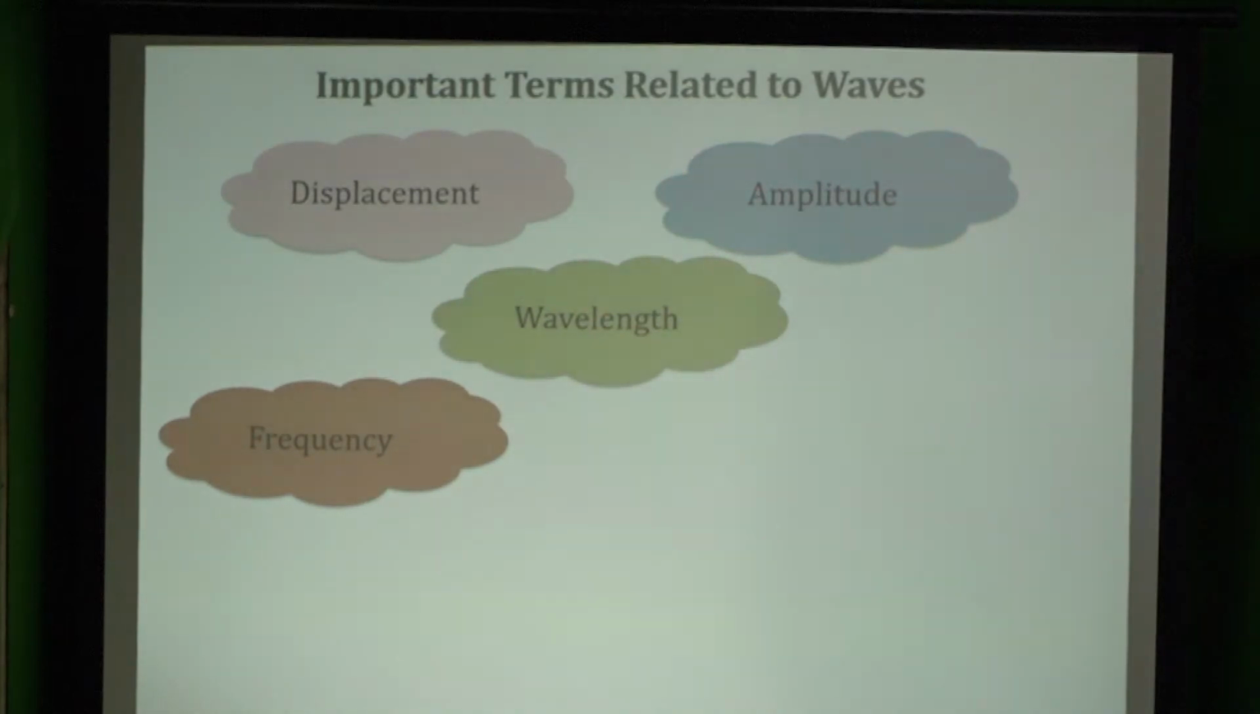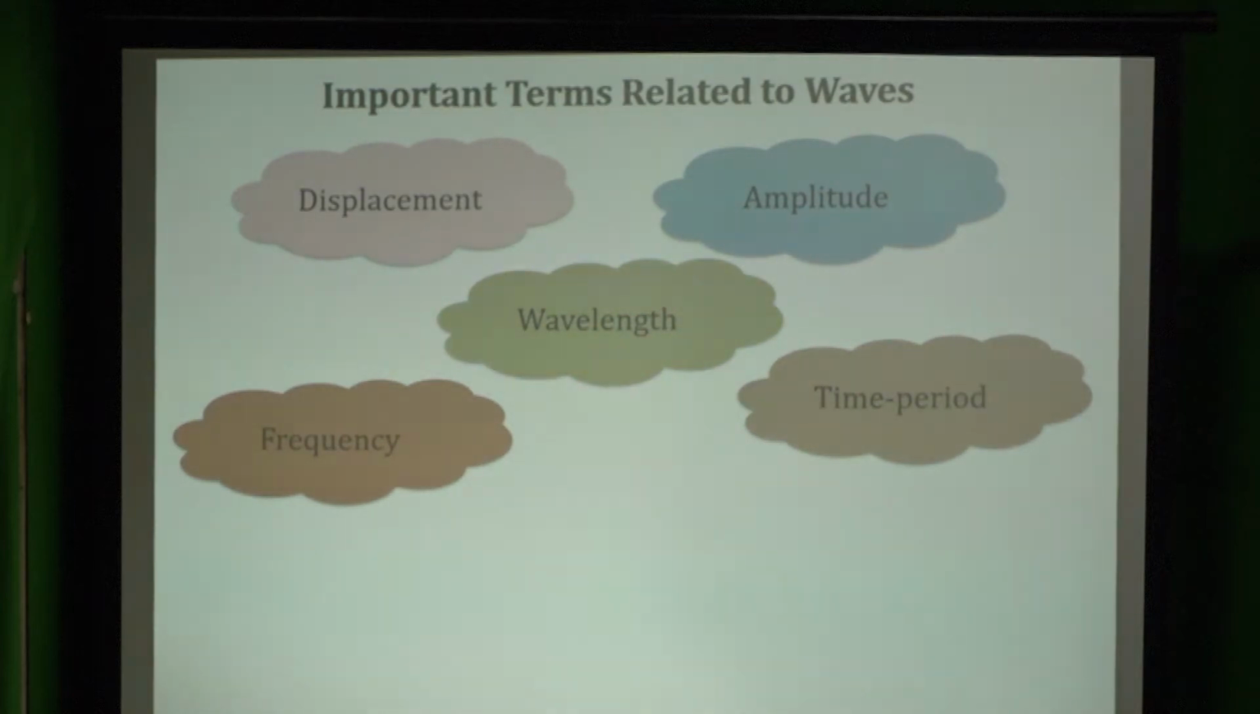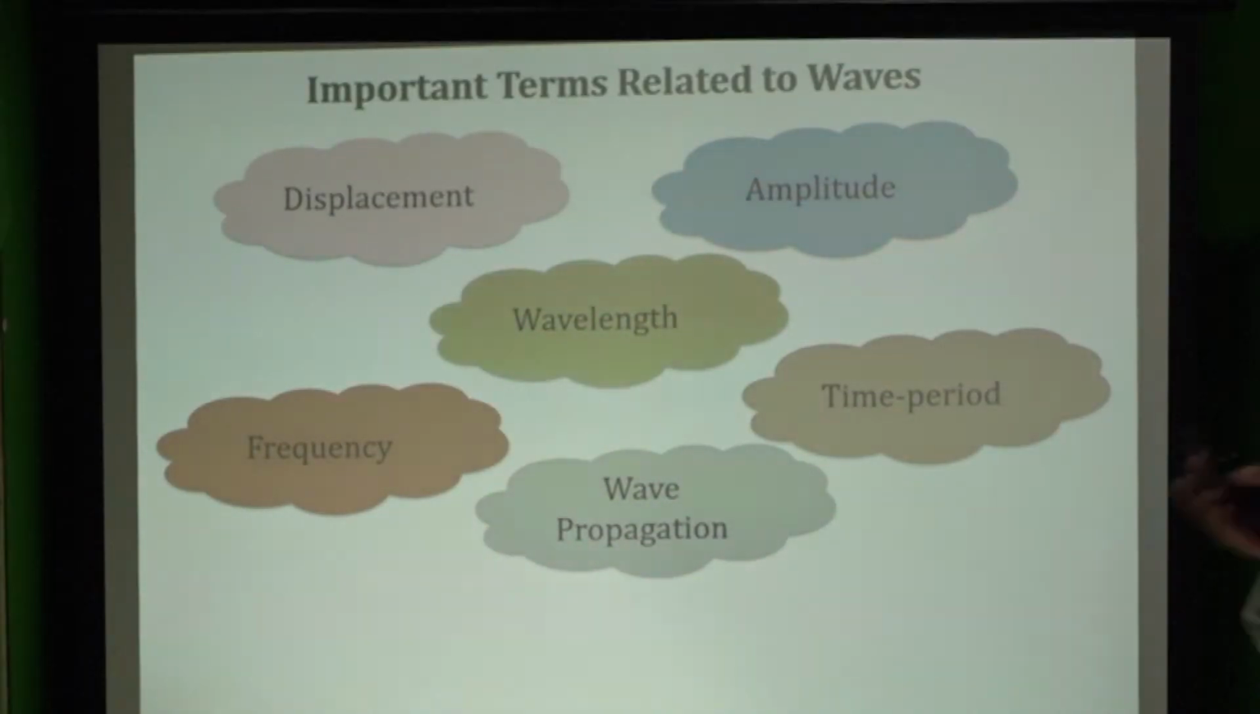And the next one is frequency. Frequency is the total number of waves that can pass through the point in 1 second. And the inverse relation of frequency is time period. So time period means it is the time taken by one complete wave to pass through the point. And wave propagation. Of course, I talked about wave propagation in my previous lesson based on Huygens principle. So I hope you know how wave actually propagates.